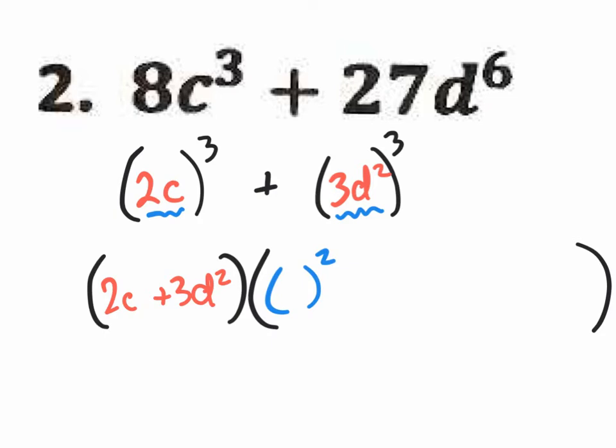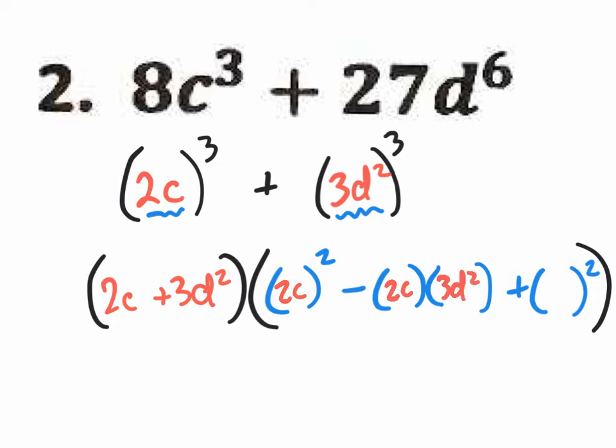A squared. If it was a plus, what's this middle term going to be? Minus a times b, and then plus b squared. Okay, so please use parentheses if you have more than a single number or more than a single letter. So right here, 2c, use parentheses. 3d squared, use parentheses. All right, so let's plug in our a value of 2c. Plug in our b value of 3d squared.